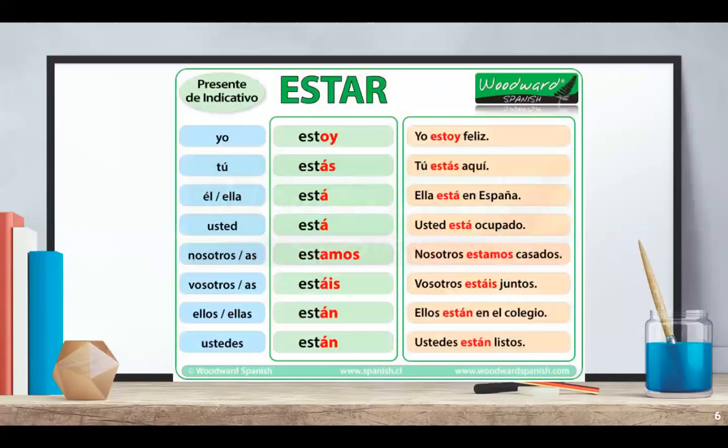For estar, which also means to be, but is used in different situations. Yo estoy, tú estás, él, ella está, usted está, nosotros estamos, vosotros estáis, ellos están, ustedes están.